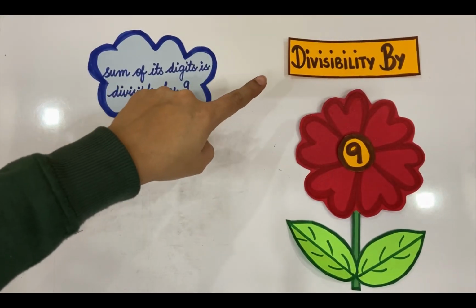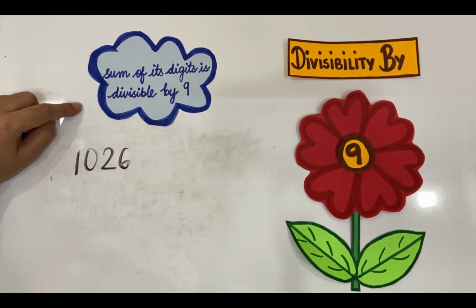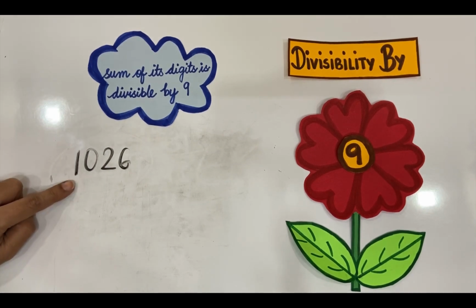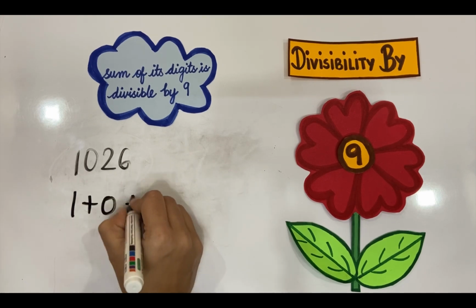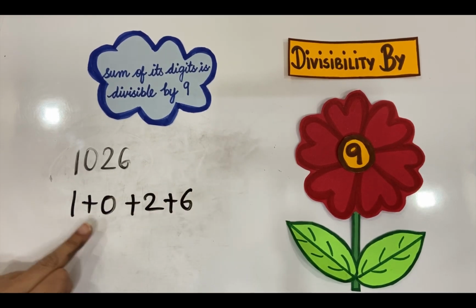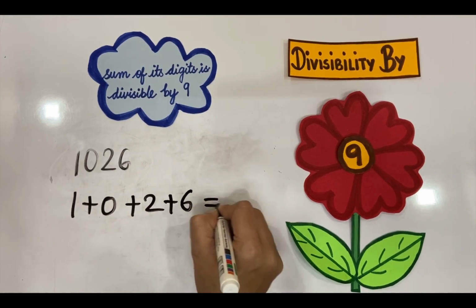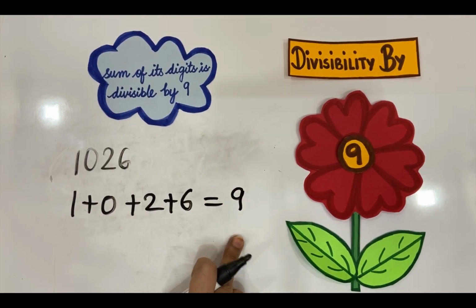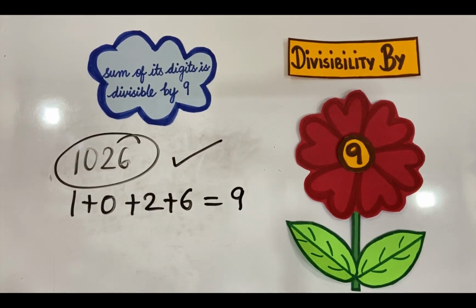So let's check the divisibility by 9. If the sum of its digits is divisible by 9, then the whole number is divisible by 9. For an example, 1026. So let's find the sum. 1 plus 0 is 1, plus 2 is 3, 3 plus 6 is 9. So 9 comes in the table of 9, that means it is divisible by 9, so the whole number is divisible by 9.